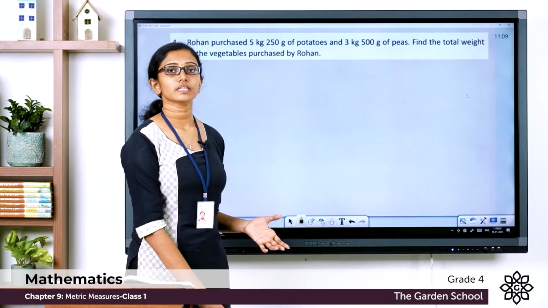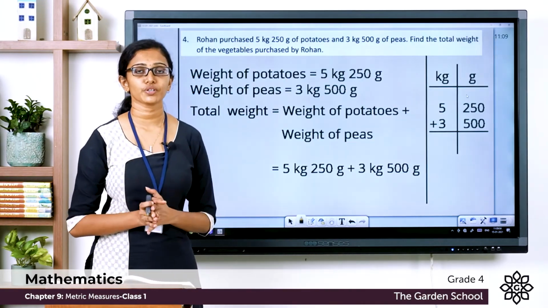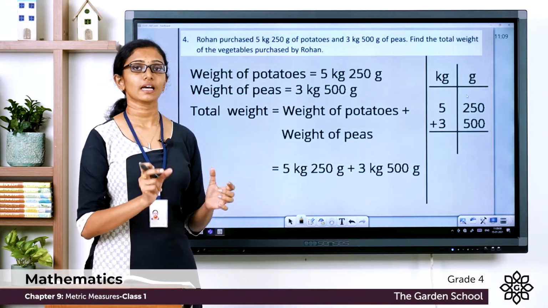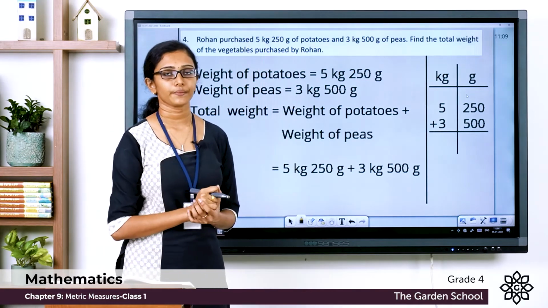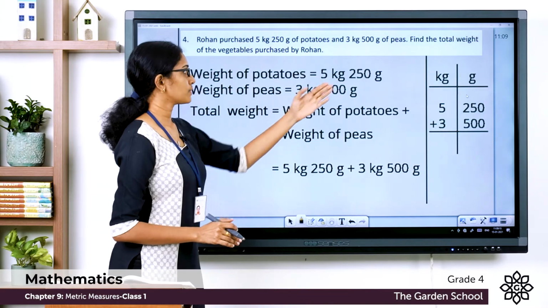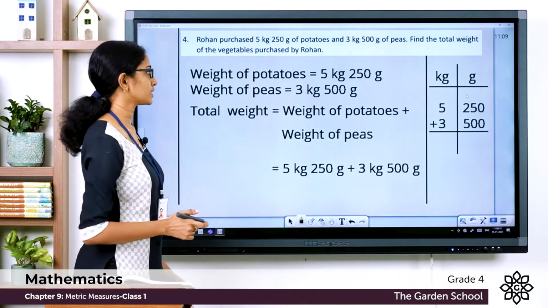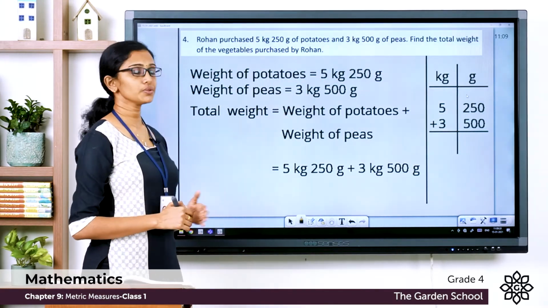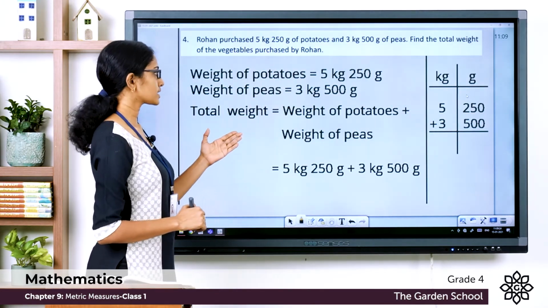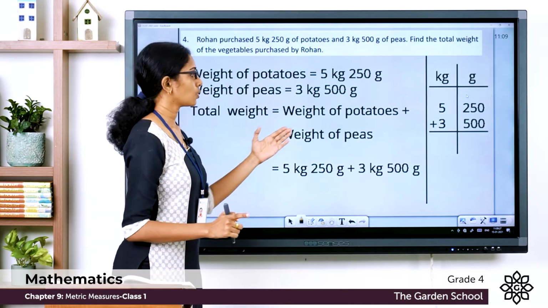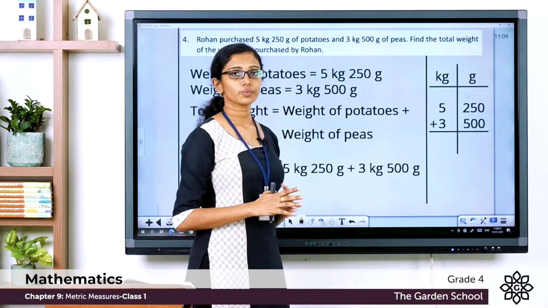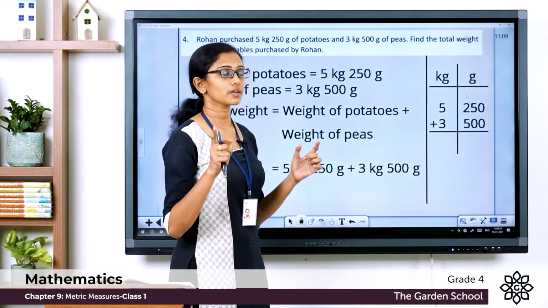So to add up the given measurements, first make sure you are writing the given measurement in proper columns of units and then you have to add them separately. Now let's see the steps. Weight of potatoes is equal to the given measurement 5 kilogram 250 gram. Weight of peas is equal to 3 kilogram 500 gram, as given in the question. The total weight is equal to weight of potatoes plus weight of peas. Substituting the numbers, see here we have written the given measurement in proper columns of units.